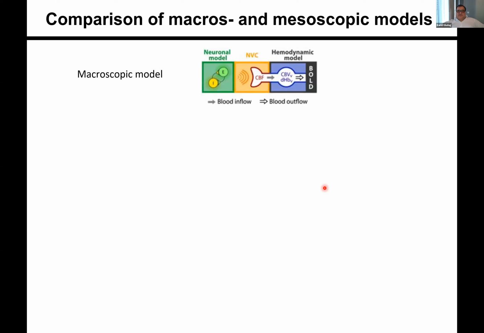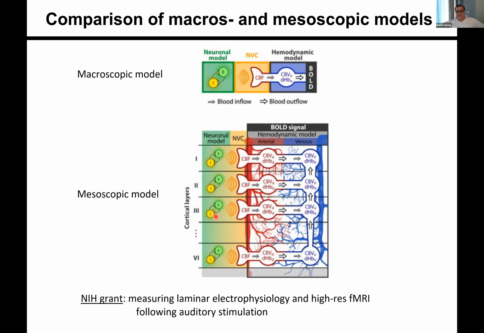To summarize, the macroscopic model was excitation inhibition, neurovascular coupling, and then a hemodynamic model. And then we are measuring the BOLD response. In the mesoscopic model, we have excitation inhibition in each layer, and each layer is connected to a similar model like this, with neurovascular coupling. And then we have connected all the different layers via the ascending veins in the cortex.